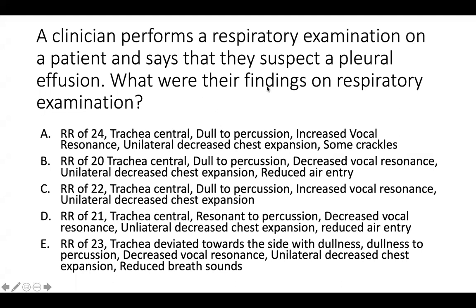And then it tells us about the trachea. Whenever we're looking at the trachea, we're thinking about whether there is lung volume loss, so it's shifting towards the side, or whether something is pushing, an increase in volume pushing it away to the other side. So in this first case, we've got a trachea central. We've then got it dull to percussion, but with increased vocal resonance. This would be our consolidation.